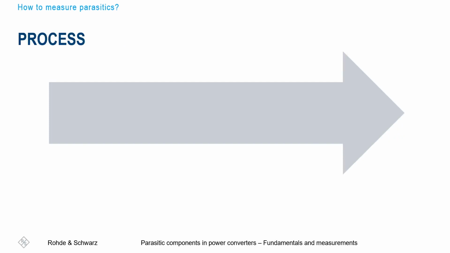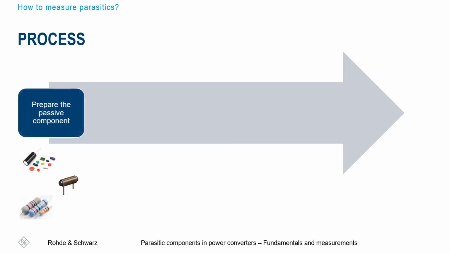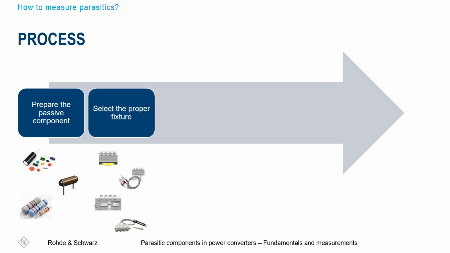The overall process for this offline measurement is the following. First of all, prepare the passive component. We remove the passive component from the circuit if necessary, and we place it near our LCR meter. Then we select the proper fixture. It could be a Kelvin clip, or the fixture to measure SMD components. It will depend on our DUT.